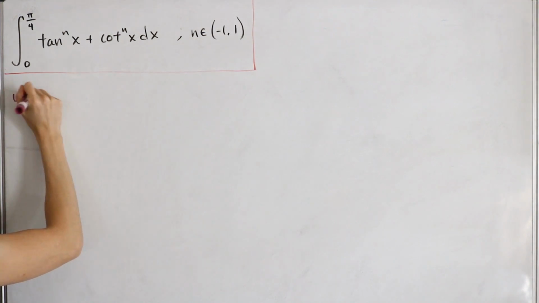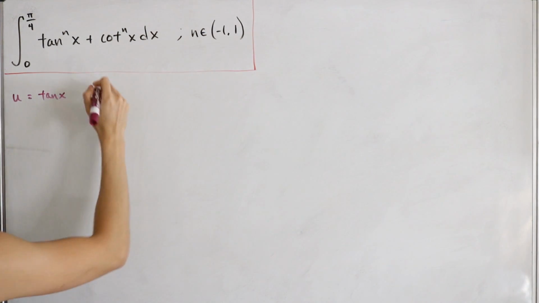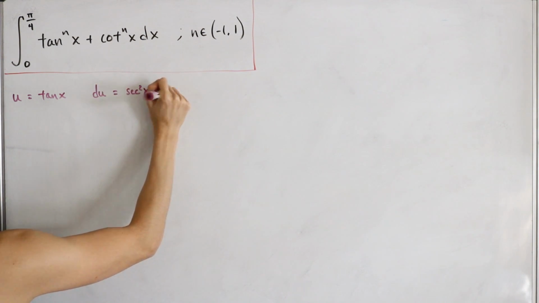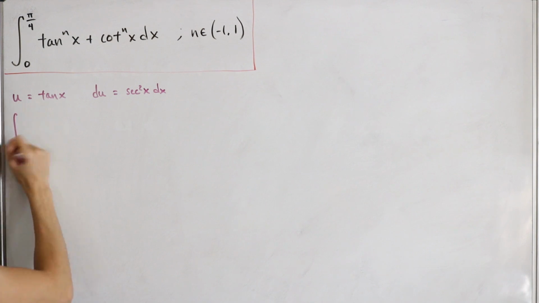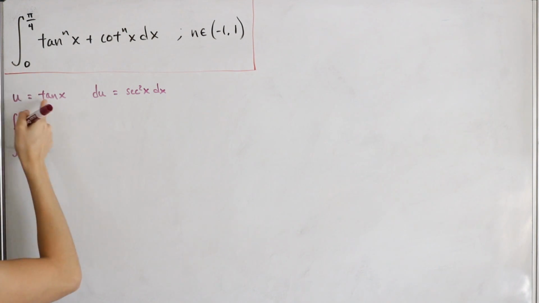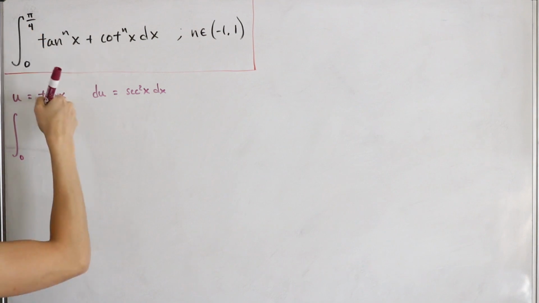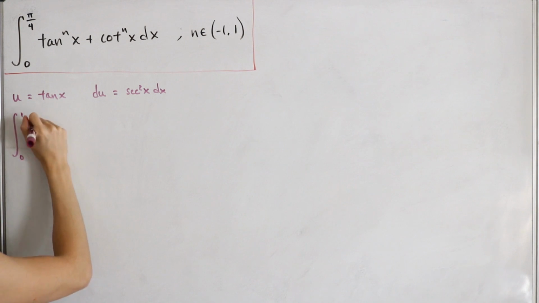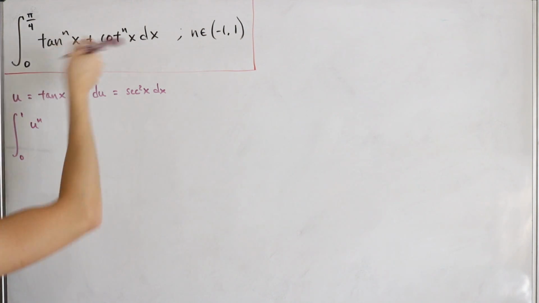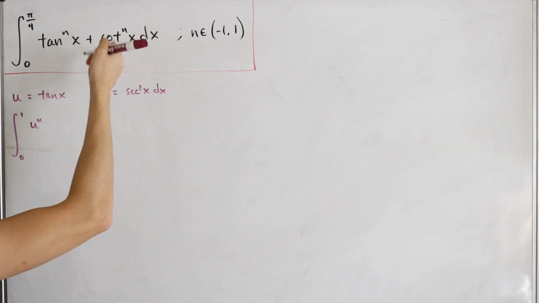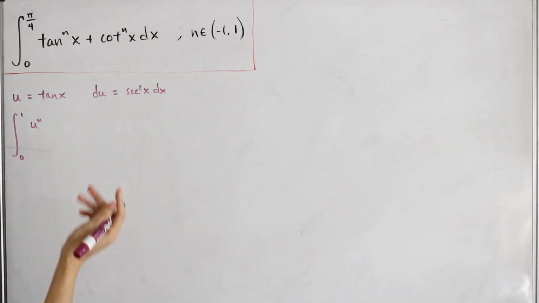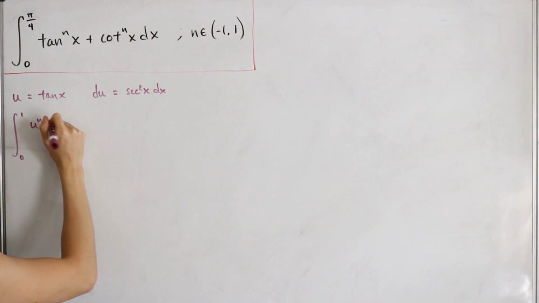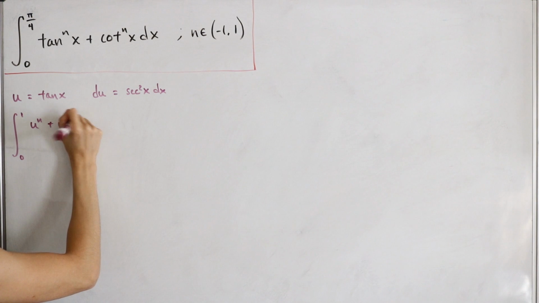So we'll let u equal tangent of x. That means differentiating both sides, I have du is going to equal secant squared of x dx. Now if I substitute this back in, for our new integral, 0 for x is going to be 0. If I plug in pi over 4, that's going to be 1. And so now this is going to be u to the power n, and then plus cotangent to the power n, which is the same thing as 1 divided by tangent of x to the power n. In other words, I can write this as u to the power n plus u to the power -n.